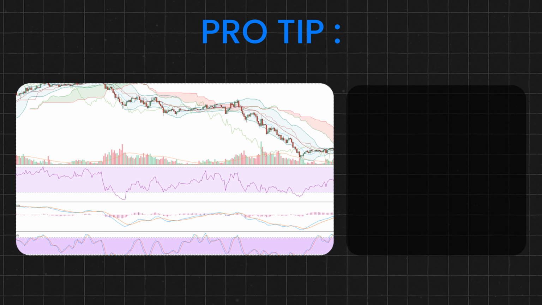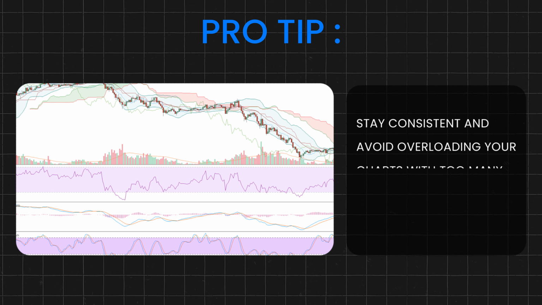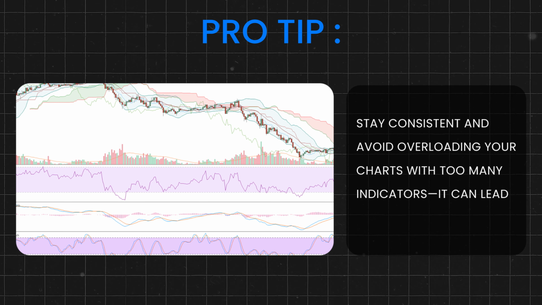Pro tip: stay consistent and avoid overloading your charts with too many indicators. It can lead to analysis paralysis.